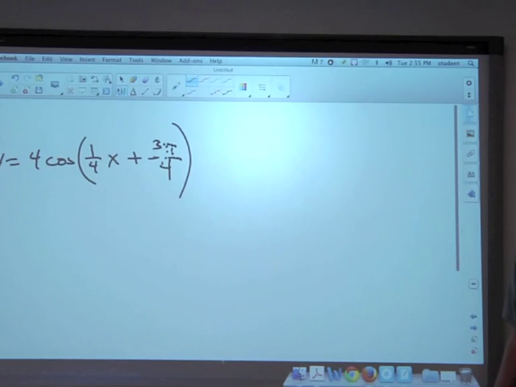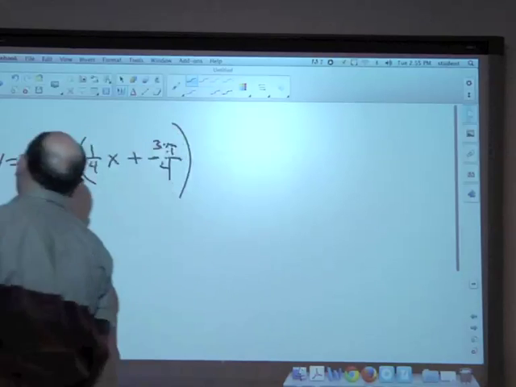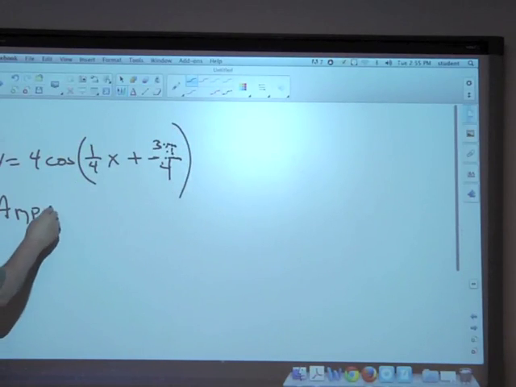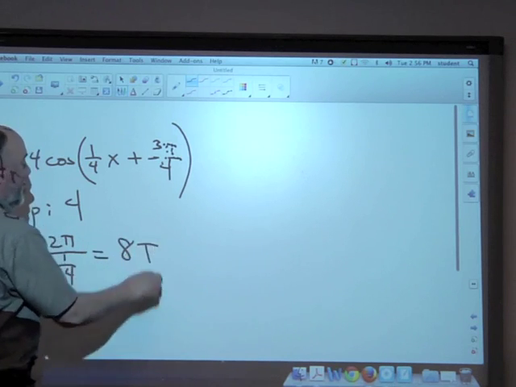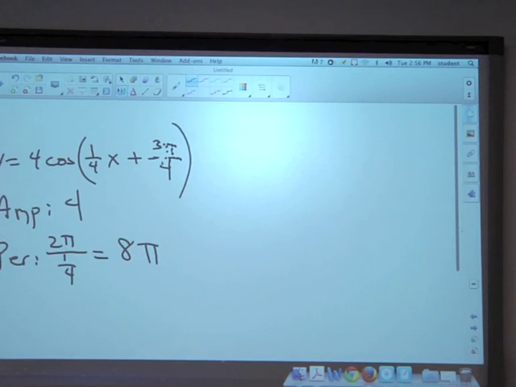So first off, what's the amplitude? 4. All right, amplitude is 4. The period will first be given by 2 pi divided by 1/4, which will simplify to what? Any takers? 8 pi. 8 pi is correct. After all, that's 2 pi divided by 1/4, which becomes 2 pi times 4.